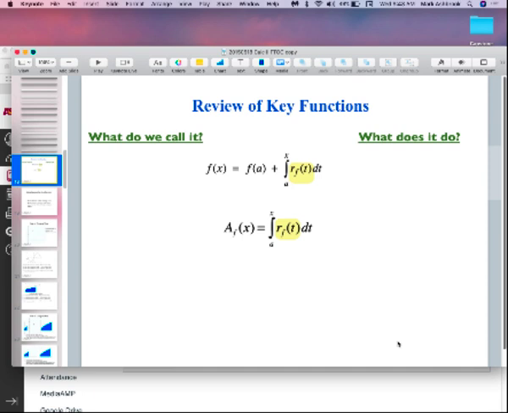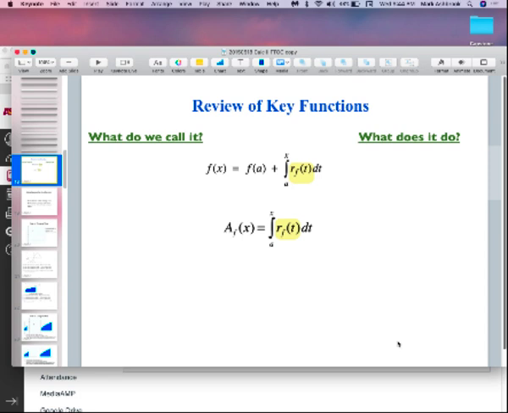Here's the key functions that we've been working on the whole semester so far. And we kind of built this up. So we built up this idea: you know how fast a quantity is changing at every moment, you want to know how much of it you have at every moment, right? That's what we've been working on. Okay, so we arrived here. We came up with these two functions.